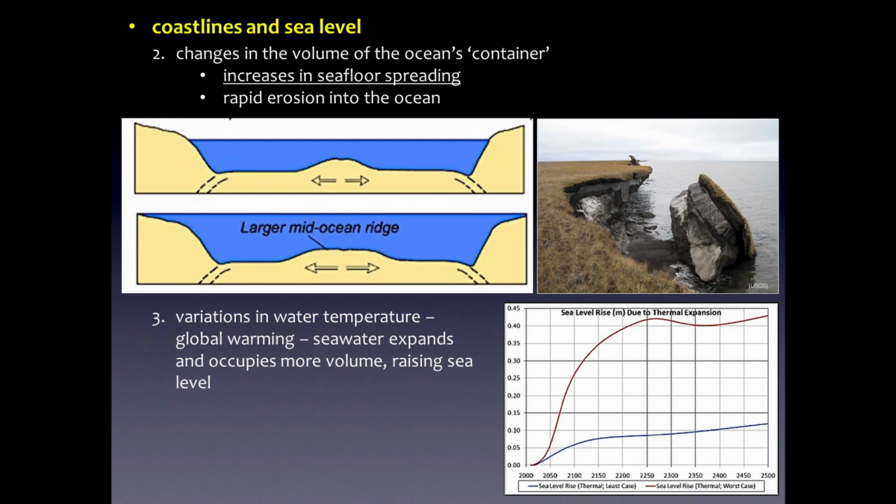A third global factor that will cause a rise in sea level is global warming, so variations in water temperature. What we see is as water warms up, the water molecules expand, seawater expands, occupies more space, and that's going to cause a rise in sea level. So not only can global warming cause more melting, which results in a rise in sea level, but we also make those water molecules larger and even further increase that sea level rise. And this little graph here just shows you an example of expected sea level rise due to thermal expansion as temperatures increase.